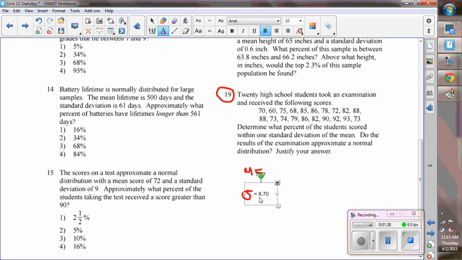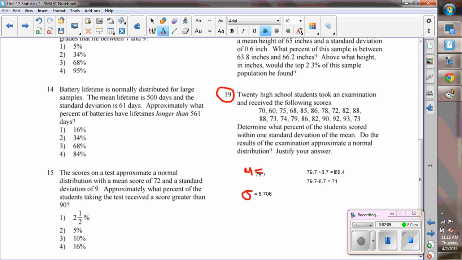Now, what does it mean that we're looking for? Determine what percent of the students scored within 1 standard deviation of the mean. So that means within 1 standard deviation of the mean, I've got to take this 79.7 and add our 8.7, and we are going to get 88.4. And if I take 79.7 and subtract 8.7, I'm going to get 71.